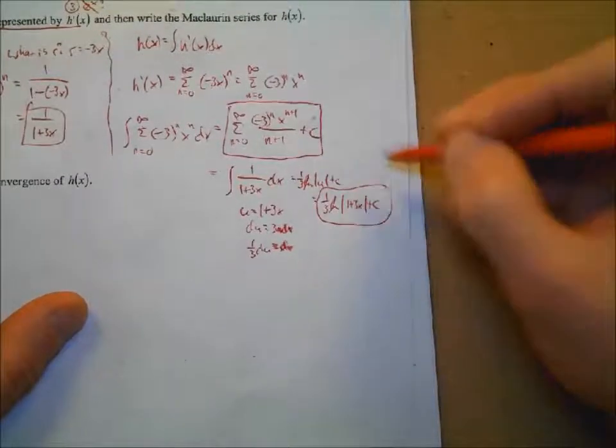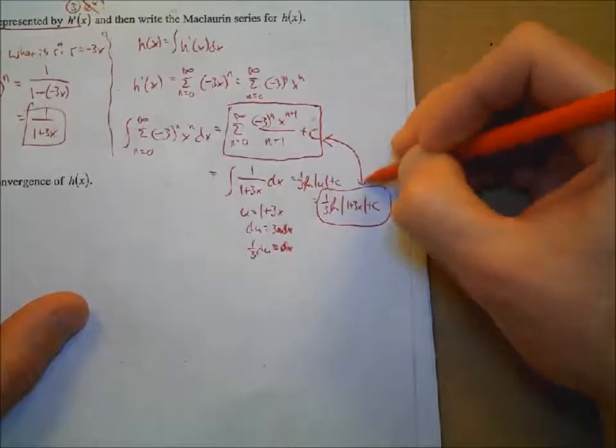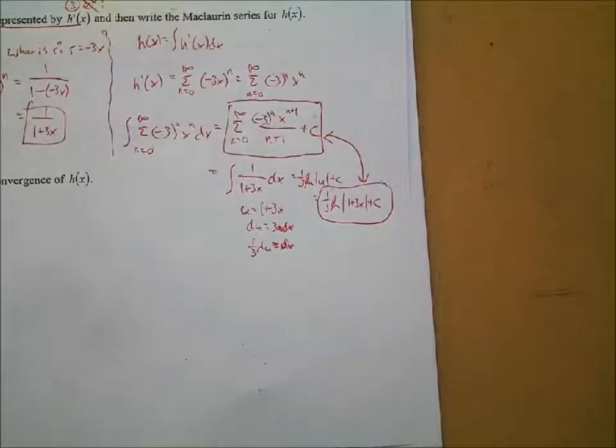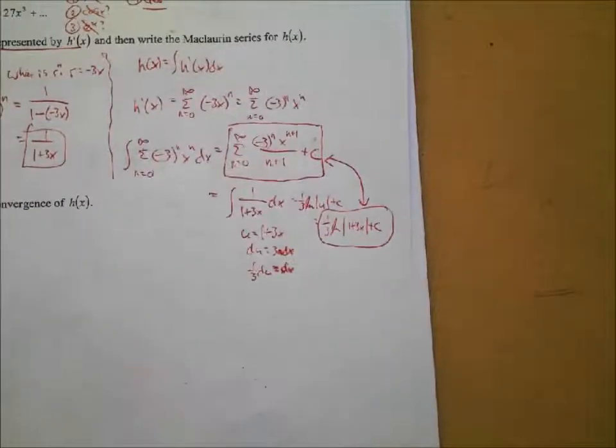So in other words, these two things are equivalent. That's the power series for the 1/3 natural log of the absolute value of 1 plus 3x plus c. There's the series, centered at 0. But those are equivalent.